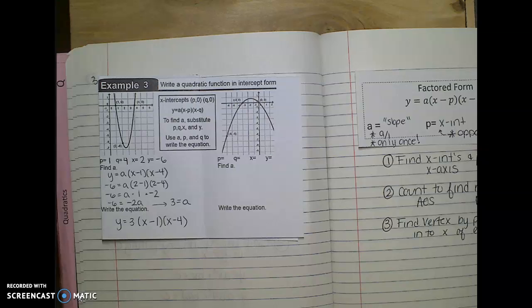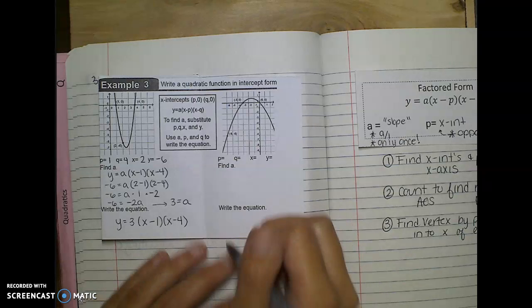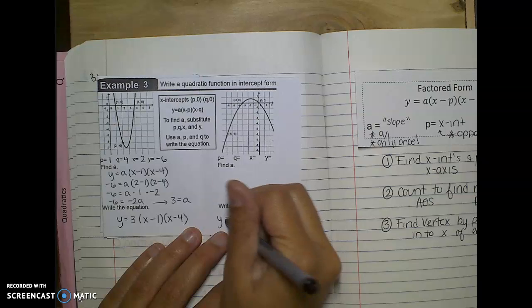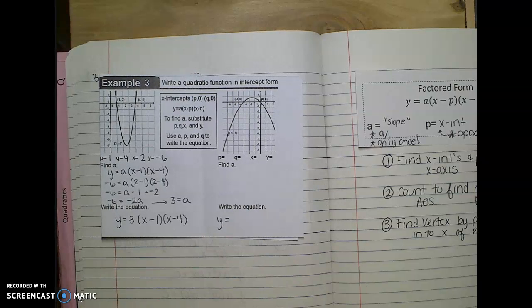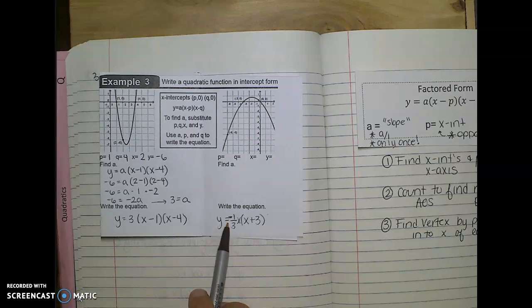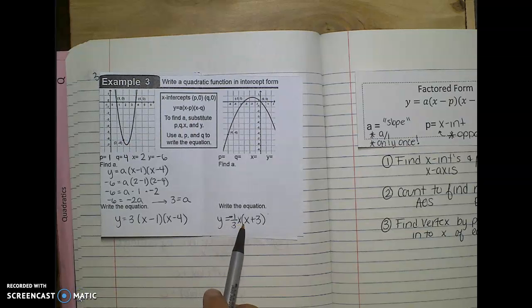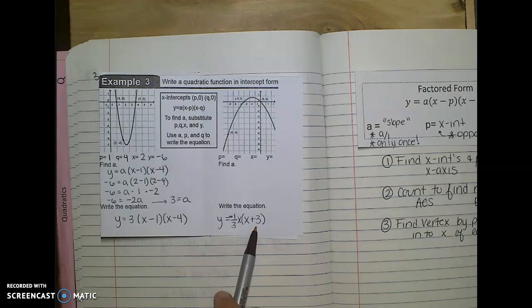Okay, and then what I want to do for the next one is I'm just going to give you the answer to see if you can figure out how to get there. So we should have y equals negative 1/3 x parenthesis x plus 3.